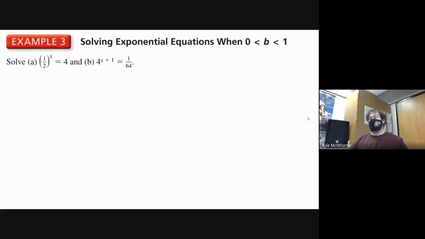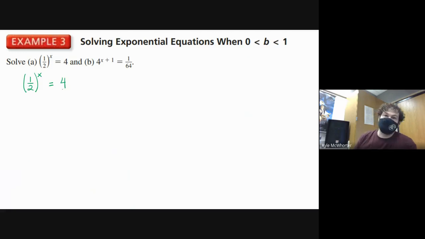Okay, so now we'll look at a couple of examples when the b value is between 0 and 1, but the base. All right, so first let's look at part A over here. We've got 1/2 to the x equals 4.